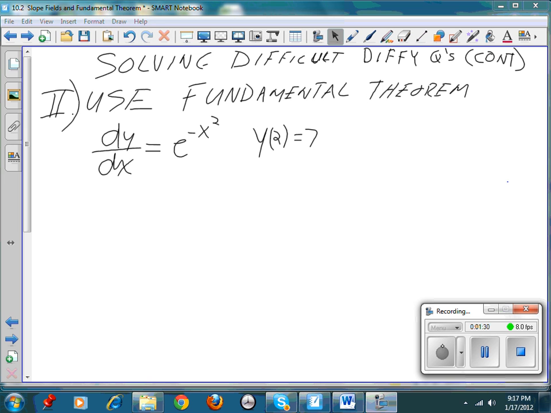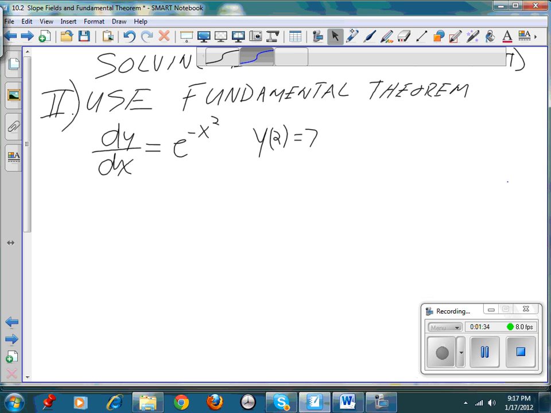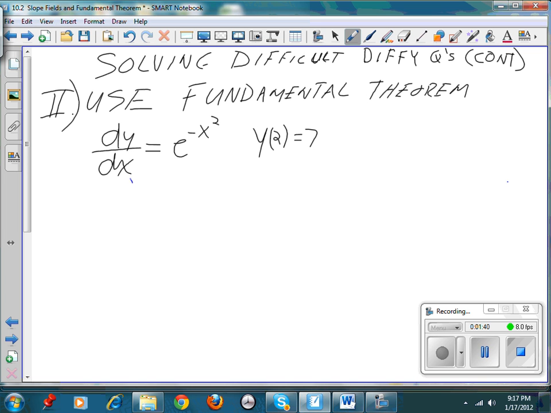Well, let's see what's tough about this problem. I say here we're going to use the fundamental theorem. We're back to the fundamental theorem. First thing we do here, though, we got a differential equation, right? We got a derivative. We got an equal sign. We also have a point on the solution curve. We're trying to find the solution. We're trying to find what the function y is. What's our first thing? Well, we separate. We say dy is equal to e to the minus x squared dx.